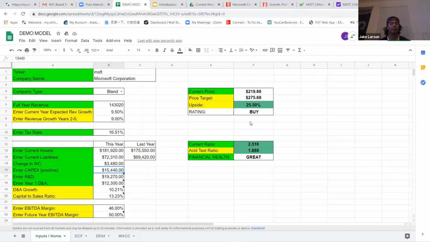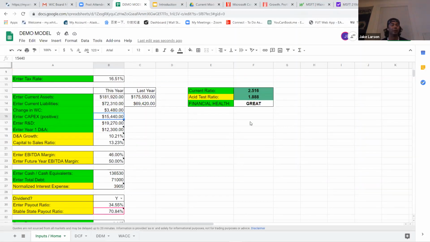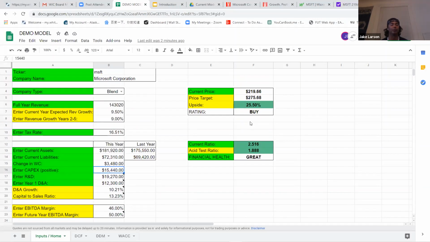And again, this model can be found in the Wick Drive. If you go in, make sure you make a copy before you run your own models, but I encourage you guys to do that. And if you have any questions with your model, if you're getting really weird numbers, feel free to reach out and we can help walk you through it if you'd like.